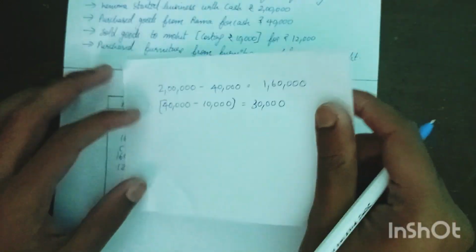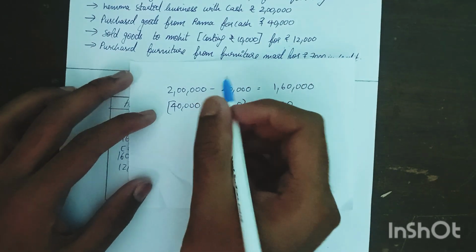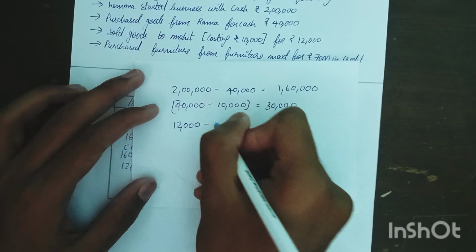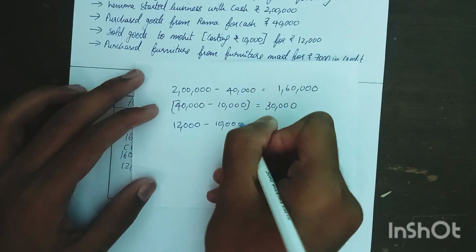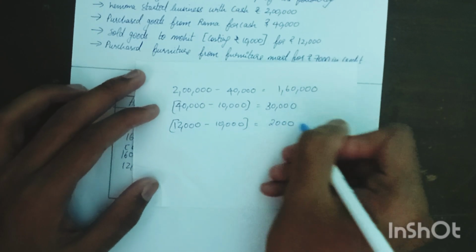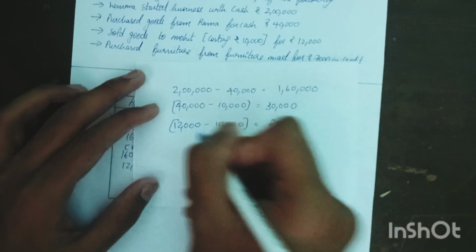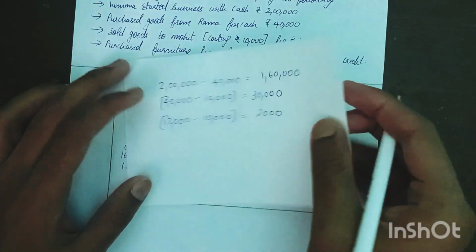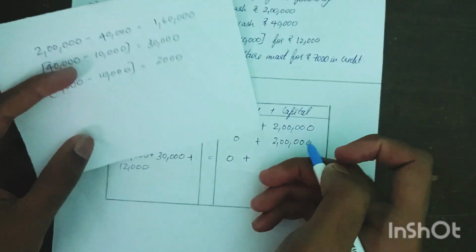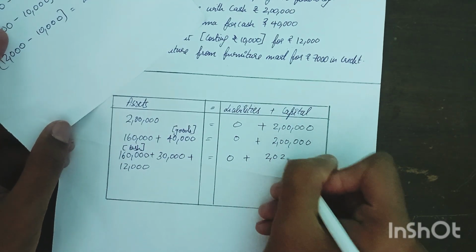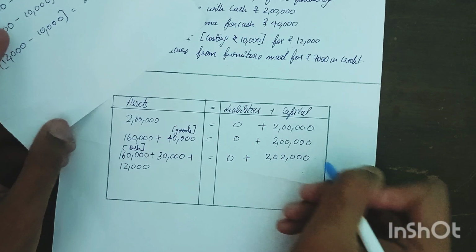See, he sold the goods for 12,000, right, which costed him 10,000. The amount left is 2,000. So this is the profit that we made by selling the goods to Mohit, 2,000. We'll add this 2,000 to the capital amount. 2,02,000. Okay.